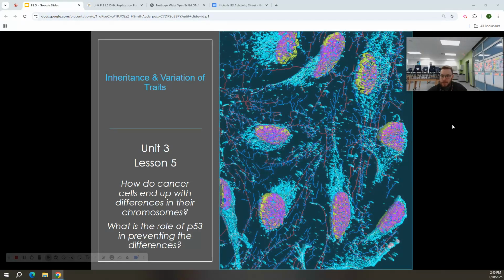Okay, welcome back to Unit 3, Lesson 5 now. So we're almost halfway through the unit. We're halfway through the first part of the unit, the 3.1. So that's awesome. We're getting closer there. We're figuring out lots of good stuff about genetics and cancer. Okay, so in Lesson 5, we are going to figure out how cancer cells end up with differences in their chromosomes and what the role of p53 is in preventing those differences.